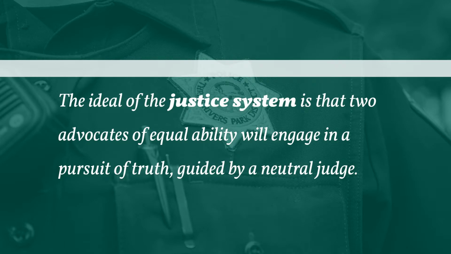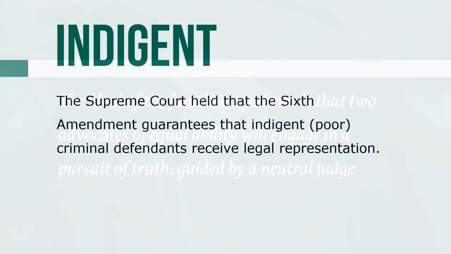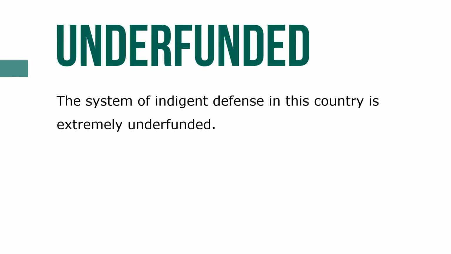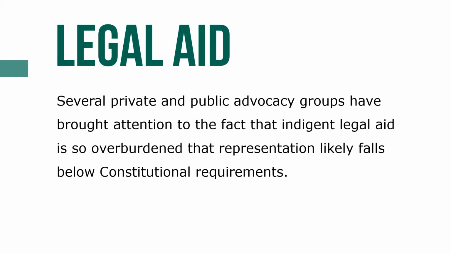The ideal of the justice system is that two advocates of equal ability will engage in a pursuit of truth, guided by a neutral judge. The Supreme Court held that the Sixth Amendment guarantees that poor criminal defendants receive legal representation. However, the reality is the system of indigent defense in this country is extremely underfunded. Several private and public advocacy groups have brought attention to the fact that indigent legal aid is so overburdened that representation likely falls below constitutional requirements.